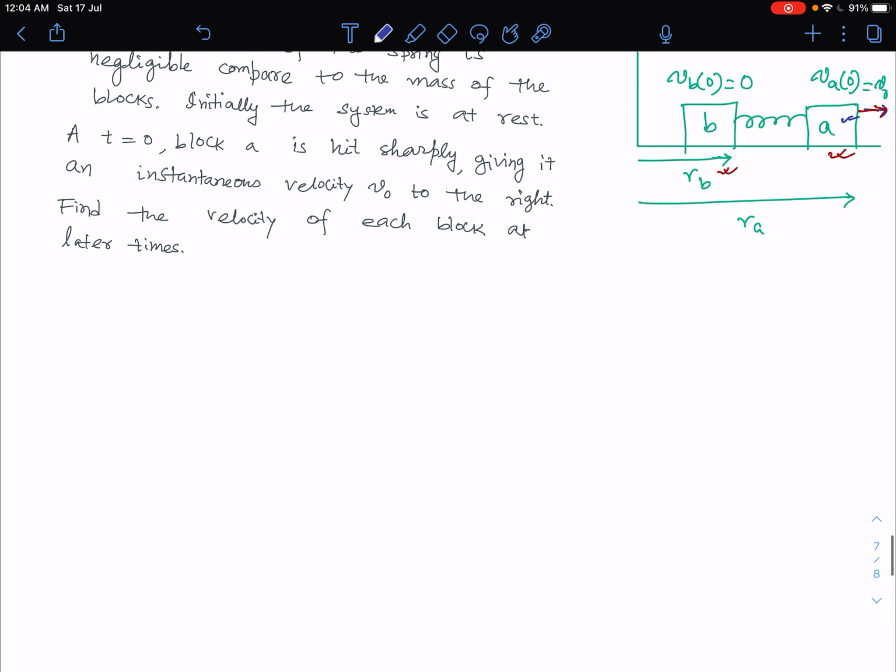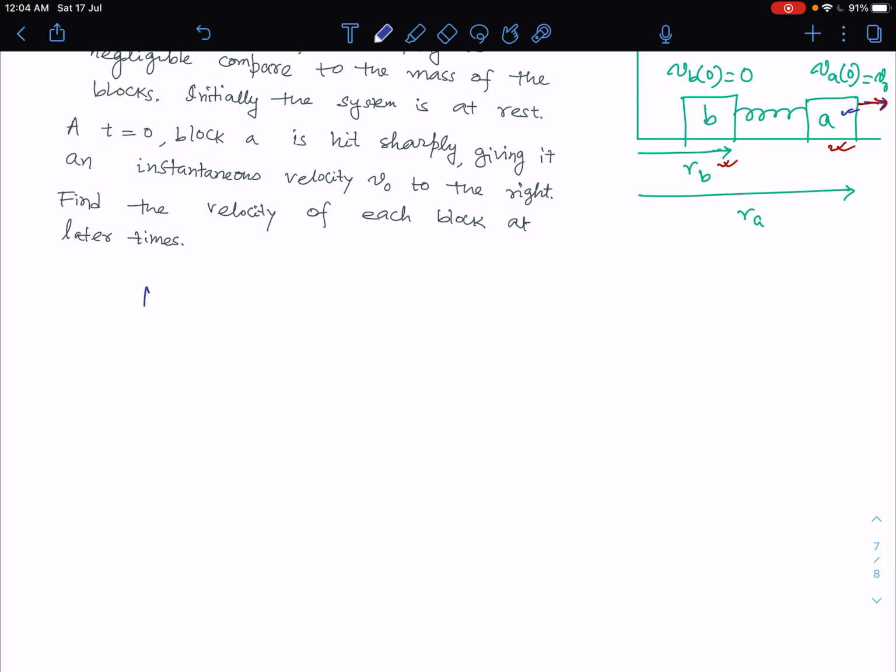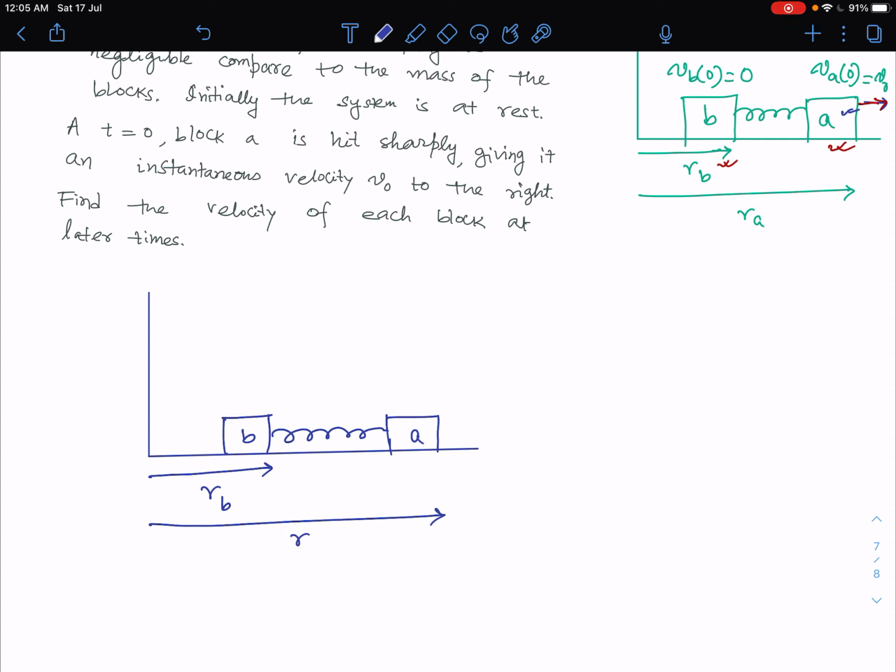So how? Let's see. Here you have the block B and block A that are attached via the spring, and this is the position vector of block B, and this is the position vector of block A with respect to the origin. Let's say the origin is O, this is the x direction, this is the y direction, and the motion is of course one dimensional.